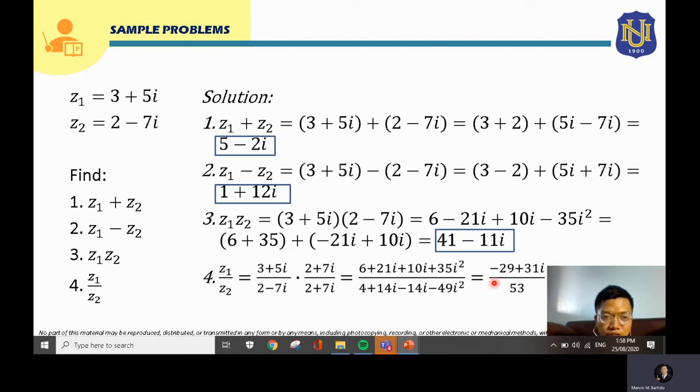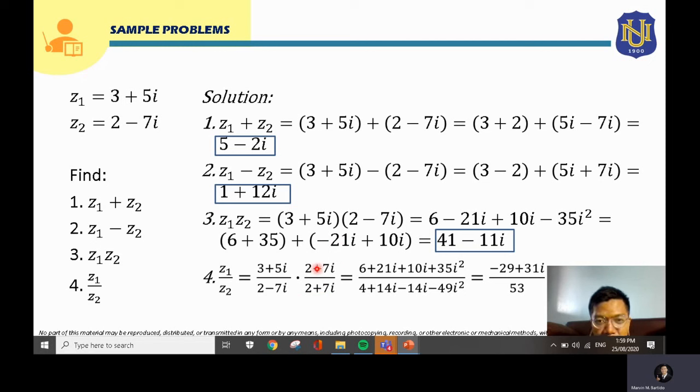Now, for the fourth question, that will be z1 over z2. So again, our rule for quotient for complex numbers, that will be 3 plus 5i over 2 minus 7i. Our rule is that we multiply this fraction by a fraction wherein the numerator and the denominator is the conjugate of the denominator here. So 2 minus 7i, the conjugate of this is 2 plus 7i. The conjugate is just changing the sign before the imaginary part, right? So that will be 2 plus 7i over 2 plus 7i. This will just be equivalent to 1, so we really didn't change the given.